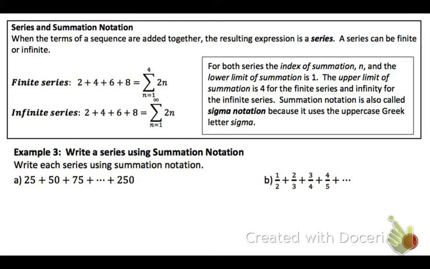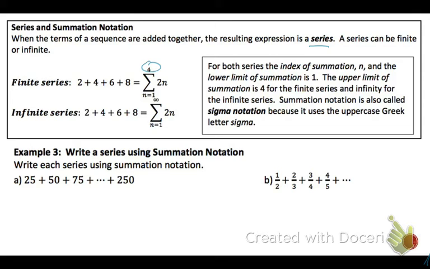So notice we have the finite series. We mentioned it before in Part 1 notes: 2, 4, 6, and 8. And then the series of this, if we added it up, now we can write it in summation notation. So for both series, the index of summation is n and the lower limit is 1. The upper limit is 4 in this case because there are 4 terms.